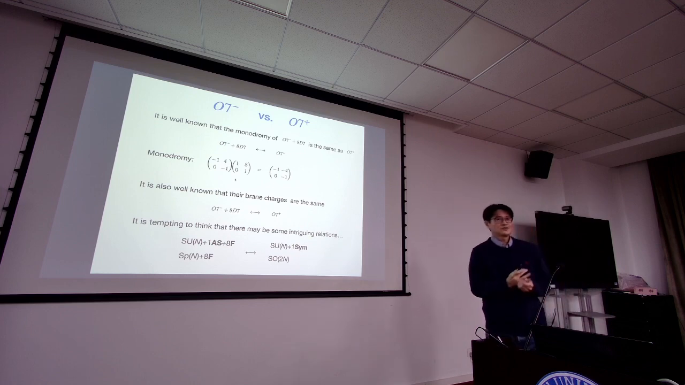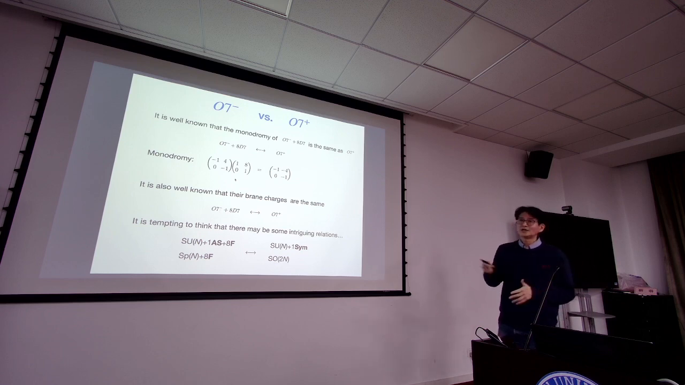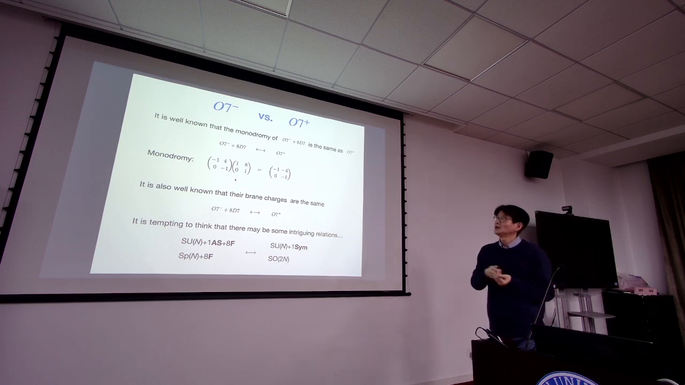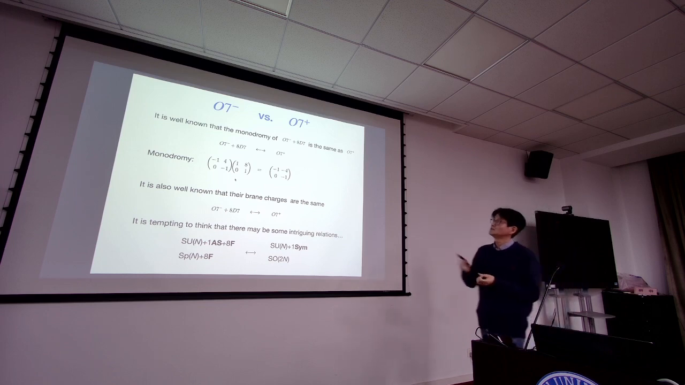And then we found a very interesting relation between the two O7 planes, O7- and O7+. As I mentioned, O7- is not much of a problem to understand, but O7+ is problematic because we don't know how to do it. But having this relation helps us understand the O7+ much better.